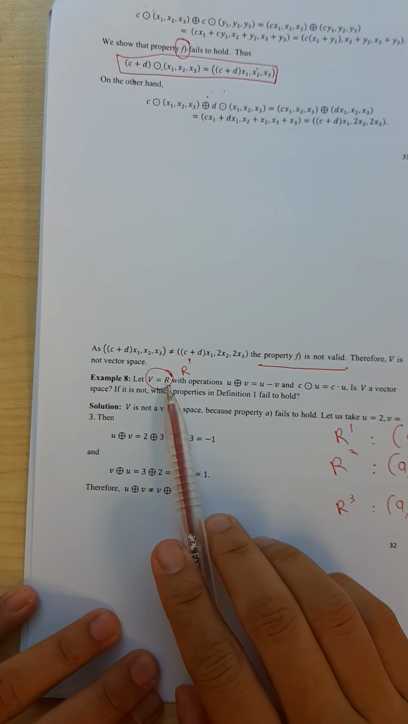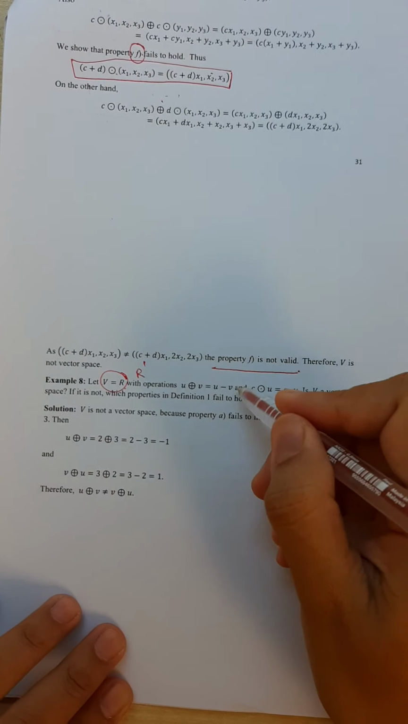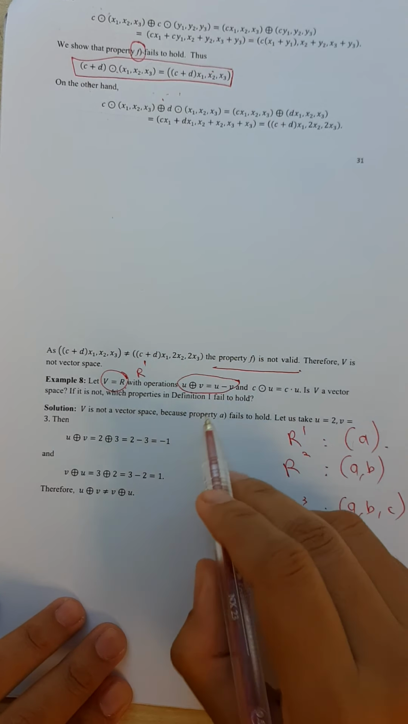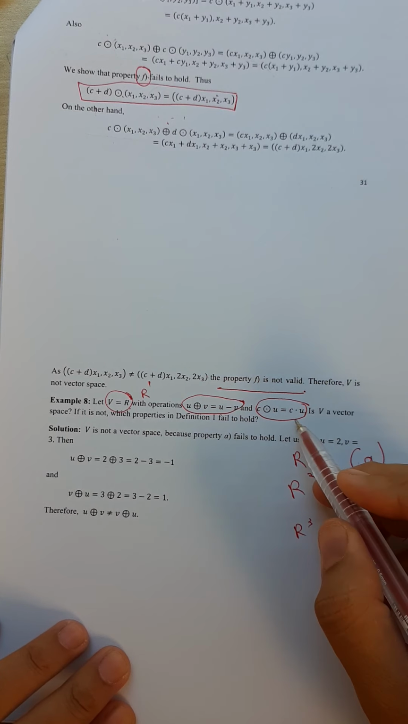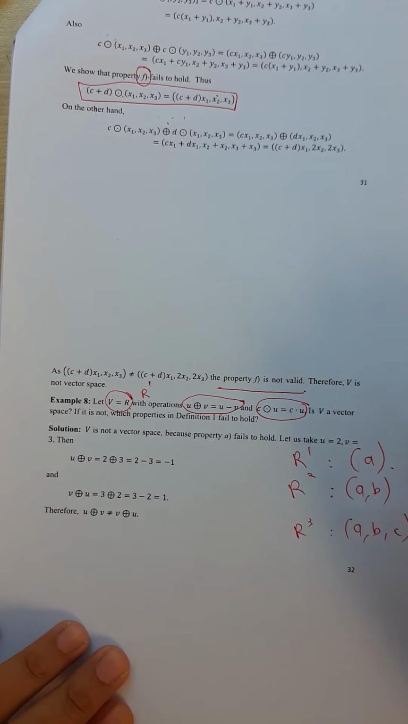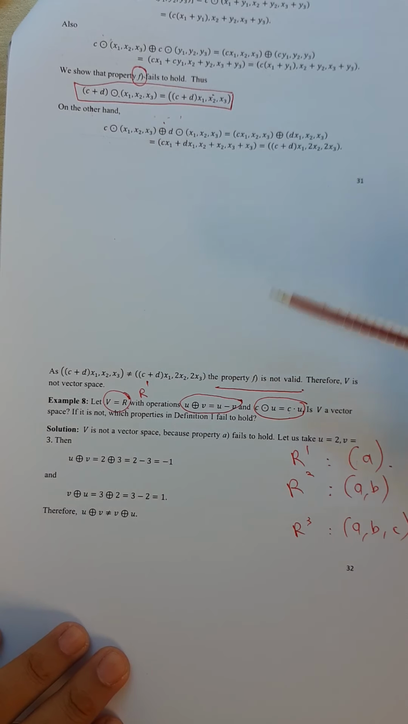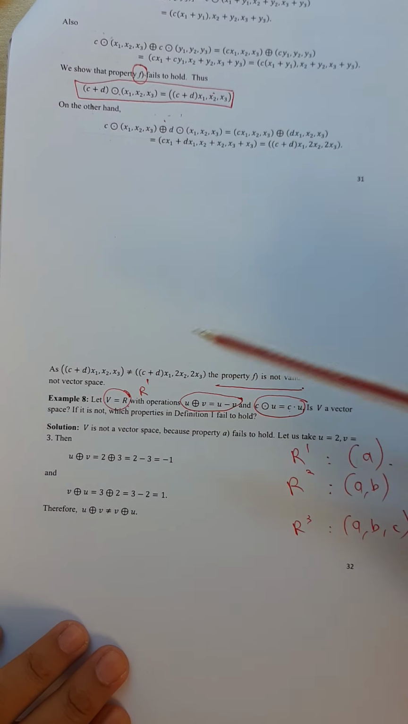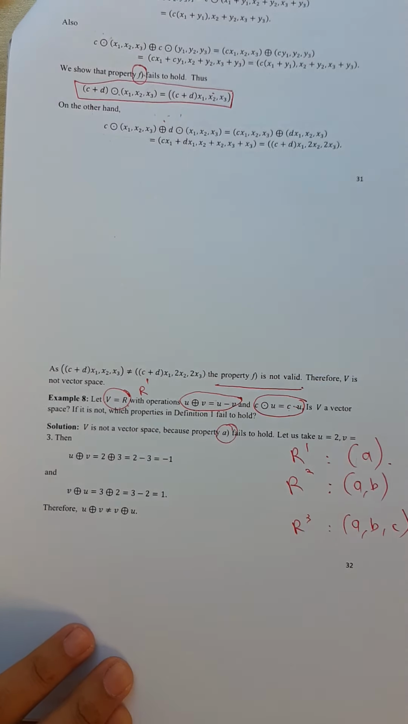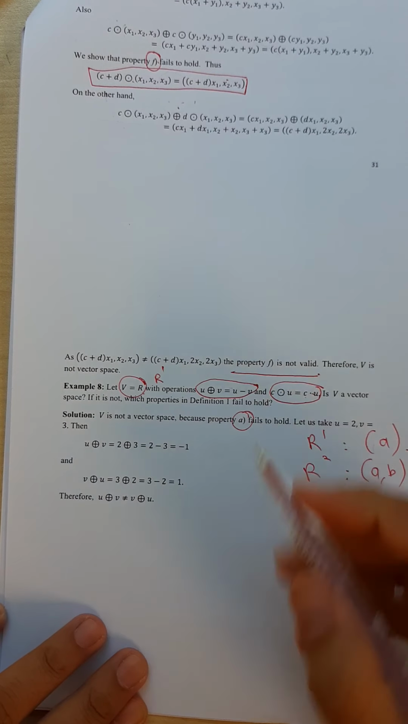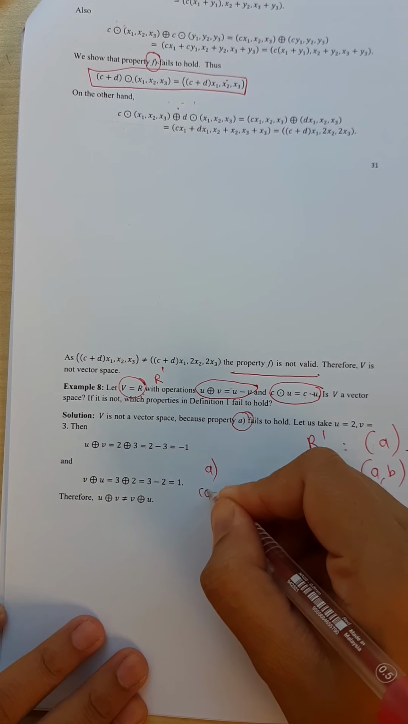So this V equals to R here is defined by this operation. You have U plus V is equals to U minus V. And then the scalar multiplication CU is the normal multiplication. You have C times U. Okay. So the question here wants you to check if this V equals to R under these two definitions here is a vector space or not. So you see that the property A fails. Okay. Because if you calculate property A, I think is commutative.